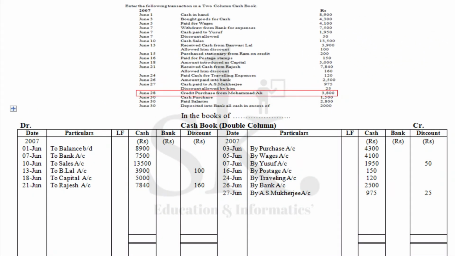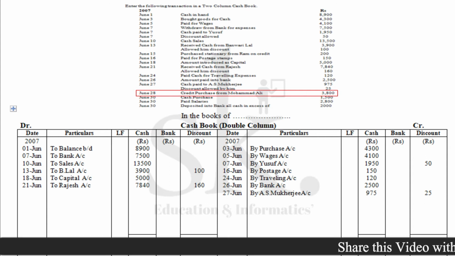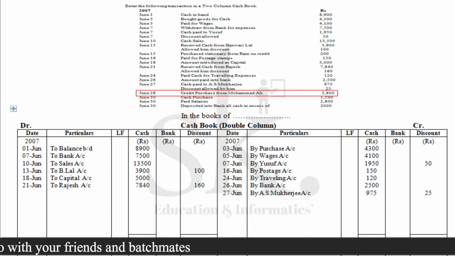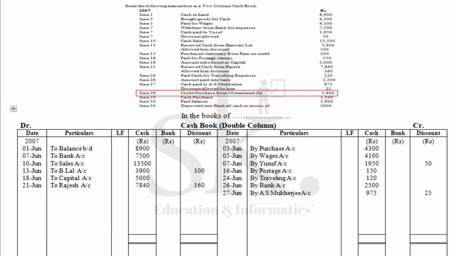On 28th of June, credit purchase from Muhammad Ali rupees 3,800. The journal entry will be purchase account debit to Mr. Ali account because it's on credit. And you can understand that in a cash book we only record cash related transactions, so no credit transaction is to be recorded in the cash book. Therefore, there will be no entry with respect to June 28 in the cash book double column.